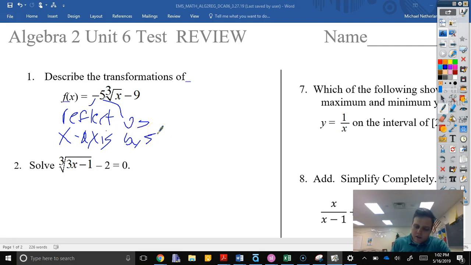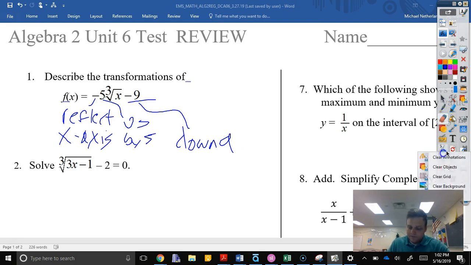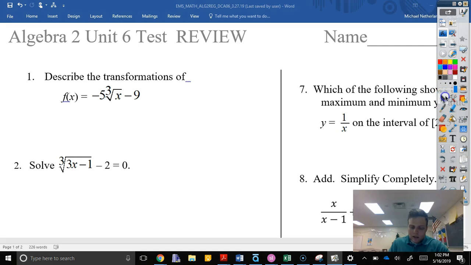And then this minus 9 is outside the function, so it's actually going to be dropping our function down, so we're going down 9. And that's all there is to that one. So now, let's go on to number 2.